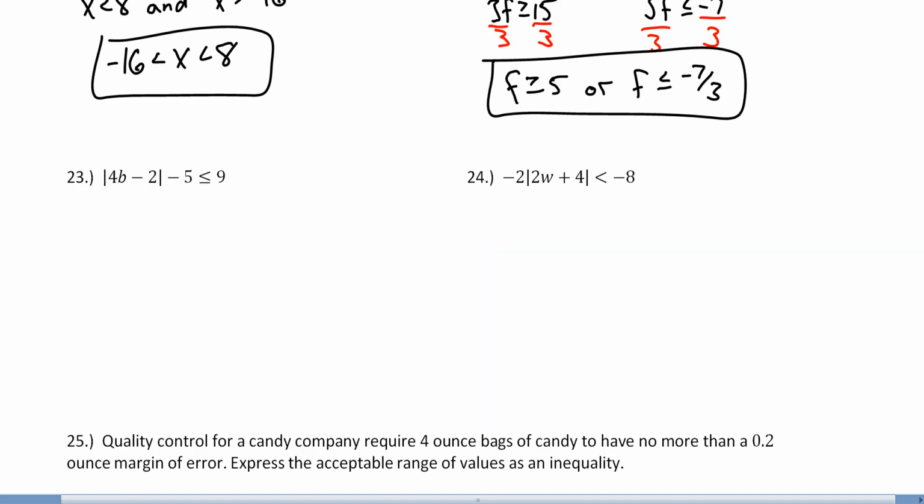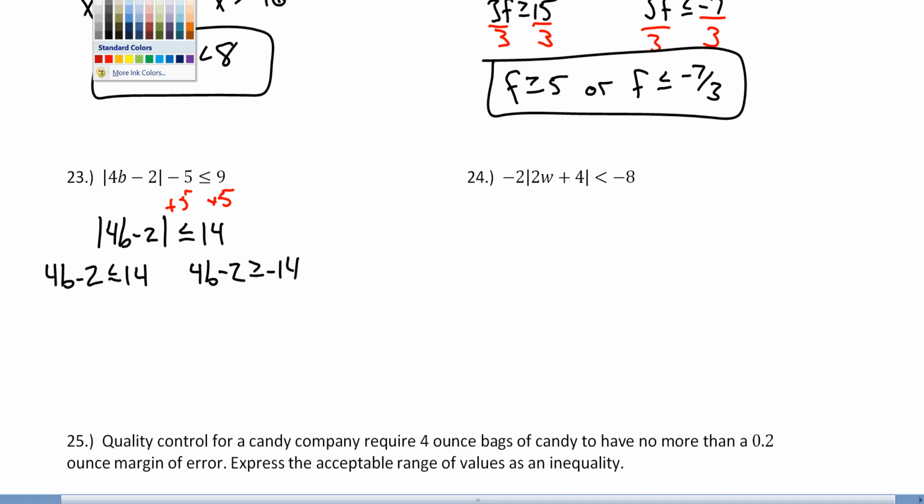When I look at the next one, the absolute value is not by itself, so I have to get it by itself. So I'm going to subtract that 5 from each side, or sorry, add that 5 to each side. That's how I undo subtraction. And now from here, I'm going to split this into two inequalities. The first of which is the 4b minus 2 is less than or equal to 14. And then I'm also going to do the 4b minus 2 is greater than or equal to negative 14. And now I'm going to solve each.